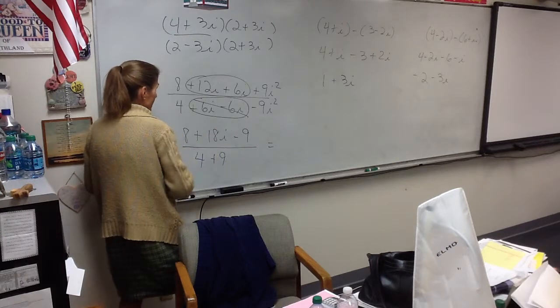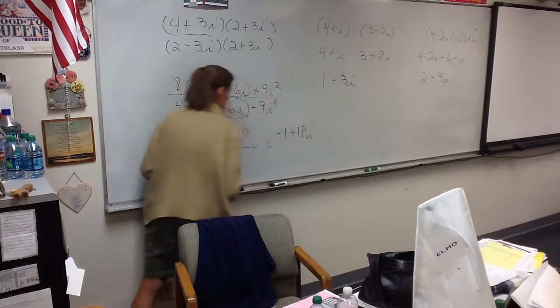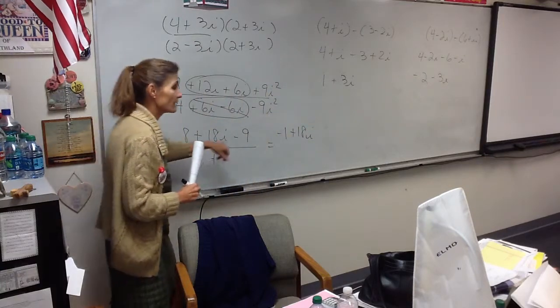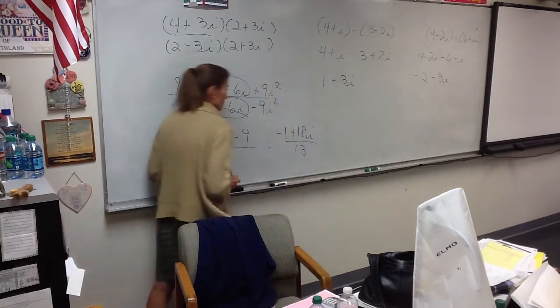So what have I got on top? Negative 1 plus 18i. Is that right? Negative 1. And on the bottom, I just have a plain old 13. 13.